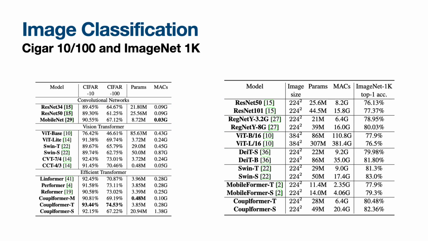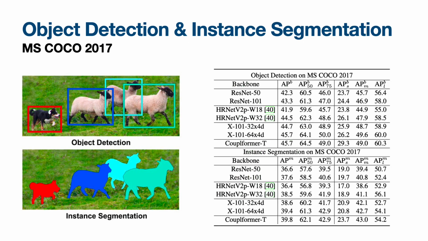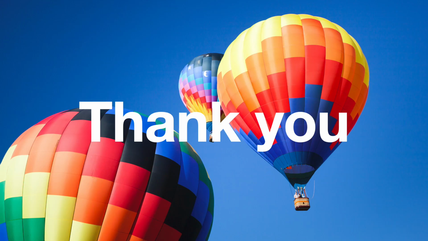Extensive experiments have been carried out to demonstrate the effectiveness of Couplformer, including image classification tasks on CIFAR-10, CIFAR-100 and ImageNet-1K, as well as downstream tasks such as object detection and instance segmentation on MS COCO 2017. The results show Couplformer can achieve comparable performance while requiring much less computation resources. This is all about Couplformer. Thanks for listening.